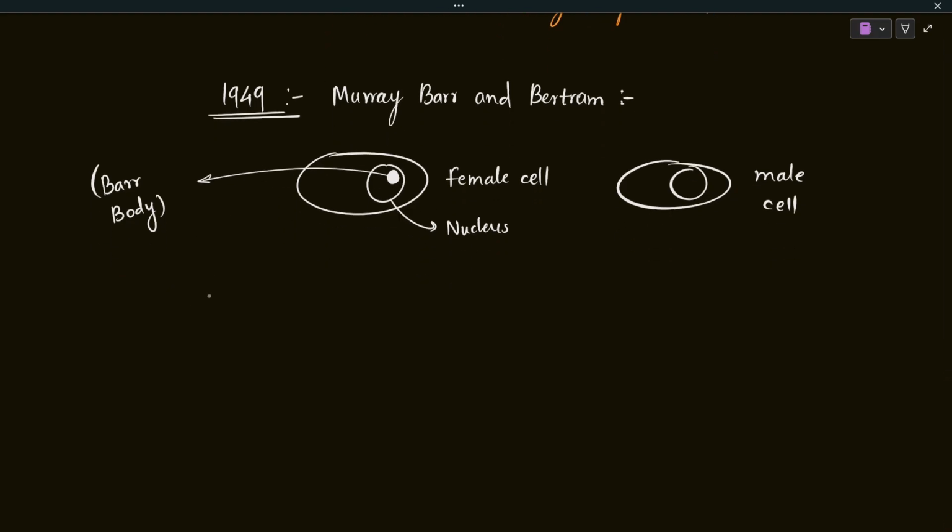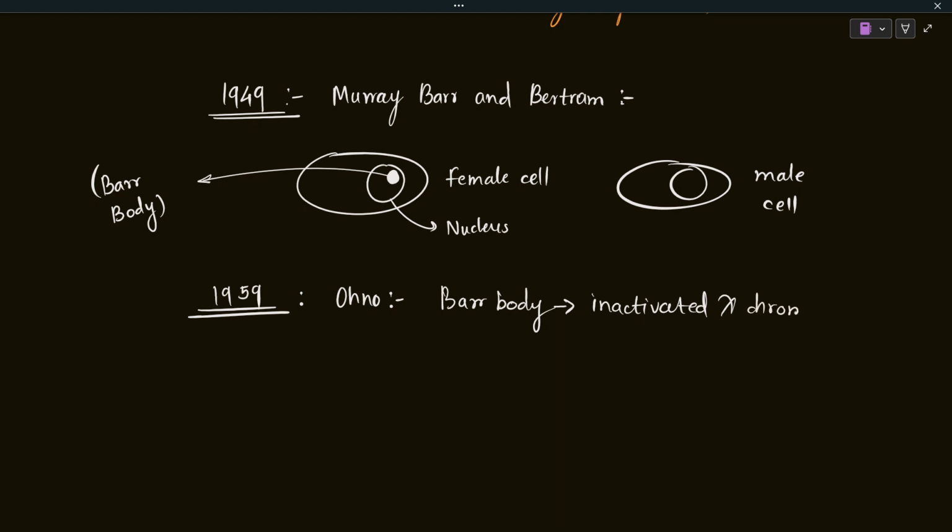Then in 1959, there was a researcher named Ono. He identified this Barr body as the inactivated X chromosome. He observed that this densely stained Barr body is nothing else but the inactivated X chromosome, the X chromosome which is heterochromatinized, and that is why it is inactivated.